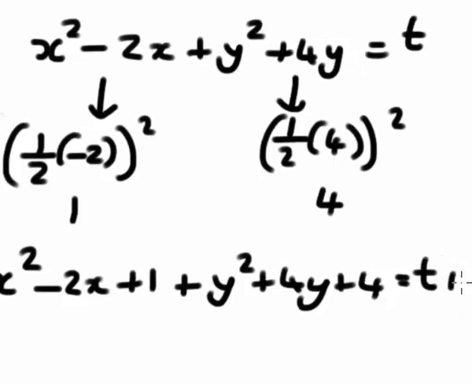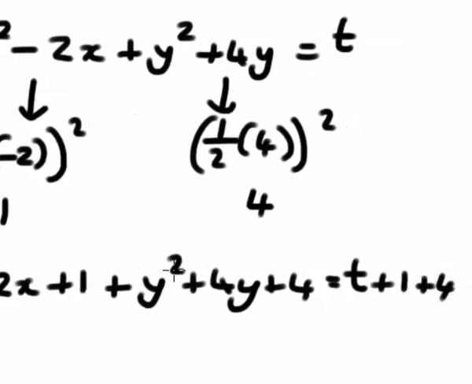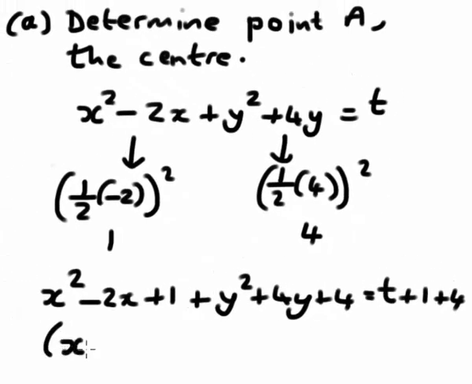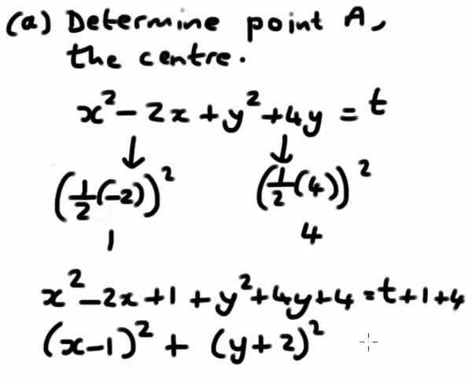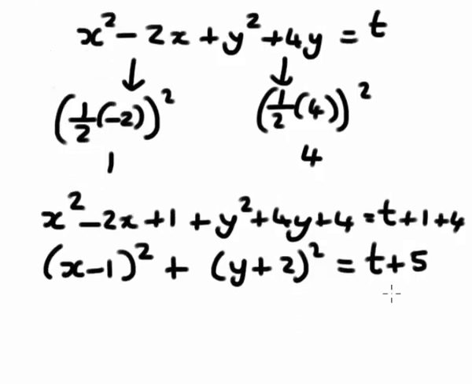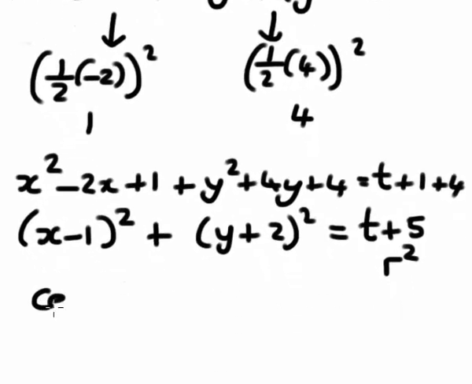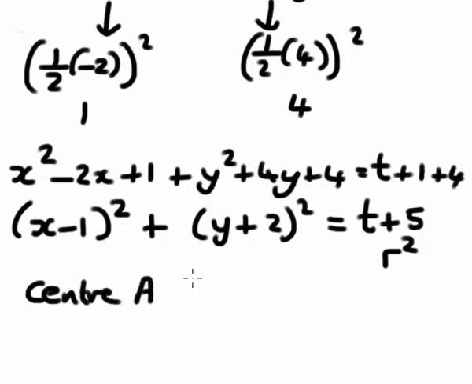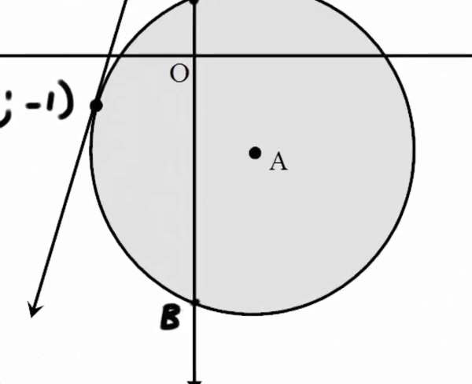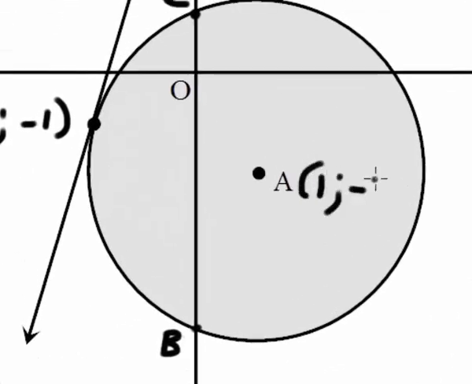Then on the right side, we do exactly the same, so we add the 1 and 4. What we do to the left, we do to the right, and the t stays there. These are perfect square trinomials, so we can factorize them as usual. And this gives us t plus 5, and remember, this is r squared. What is the center A? The negative 1 becomes 1, the positive 2 becomes negative 2, and that is the center of the circle. The center is x is 1, y is negative 2. Great, so there are the coordinates of the center.